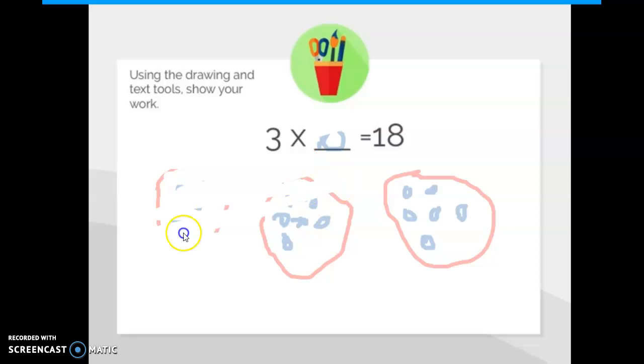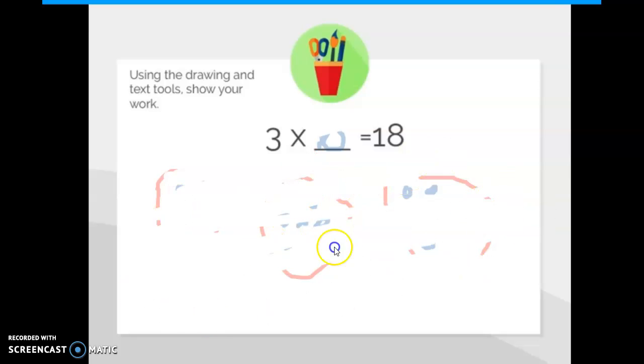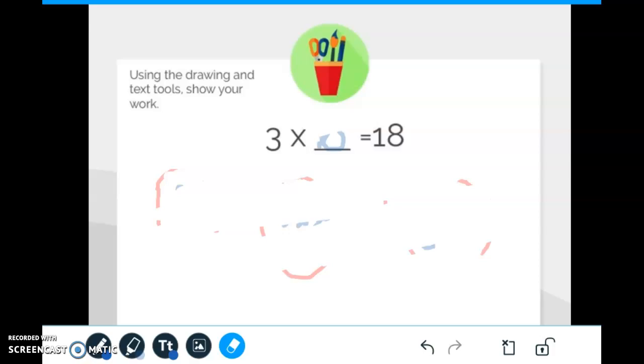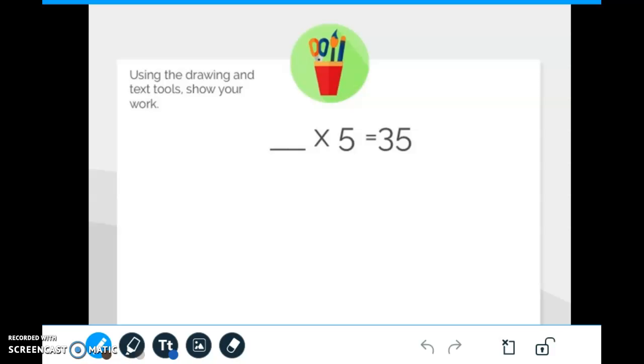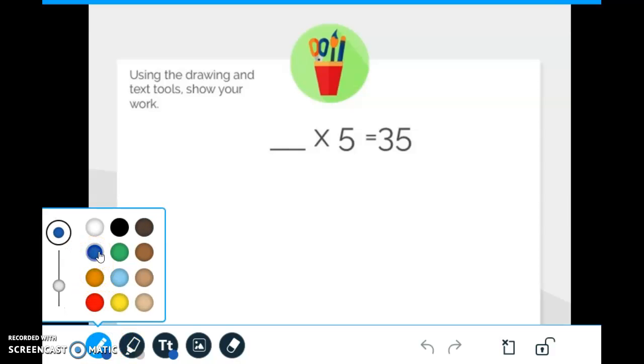Let me move on to the next slide. All right, now I'm missing my first factor, it gives me my second factor, and it gives me my product. So something times 5 equals 35. Well, just like I did, I can make an array if I want to, and that's what I'm going to do. I'm going to make an array.